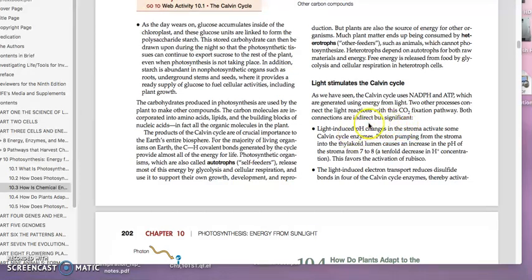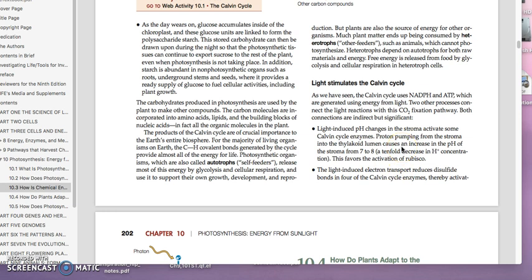Well, that change in pH in the stroma will activate some Calvin cycle enzymes. It changes the pH in the stroma from 7 to 8. That's a tenfold decrease in hydrogen ion concentration. This favors the action of Rubisco, which is an enzyme that is required to get the Calvin cycle started.